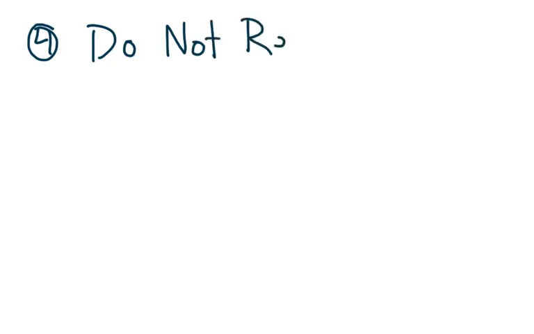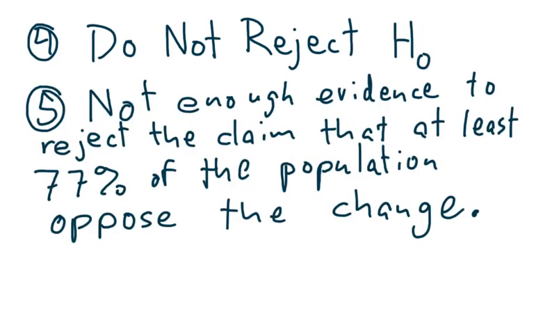Right. At any rate, step 4. Step 4 is we make the decision. So here we again fail to reject the null hypothesis. So we fail to reject the null hypothesis, and therefore there is not enough evidence to say what? There's not enough evidence to say whatever it said in H subscript 1. In H subscript 1 we said P is less than 0.77.